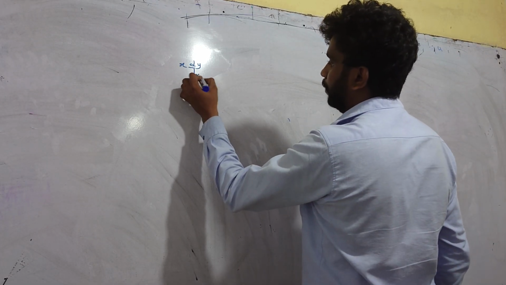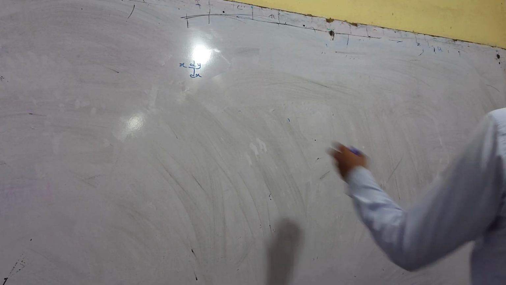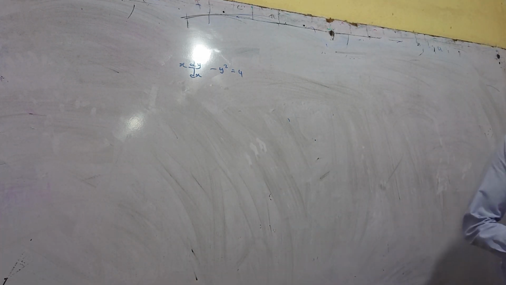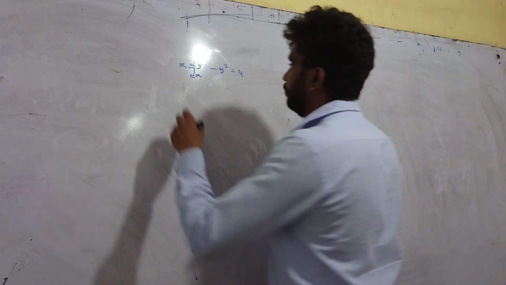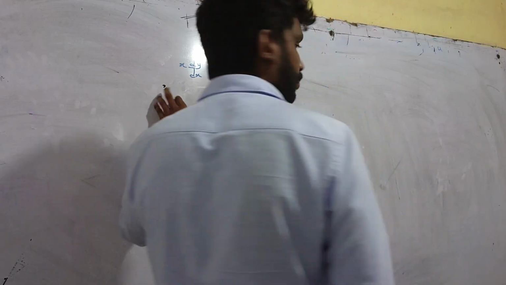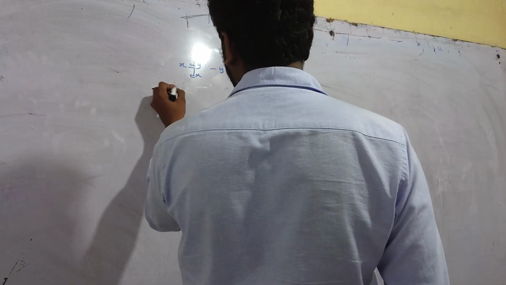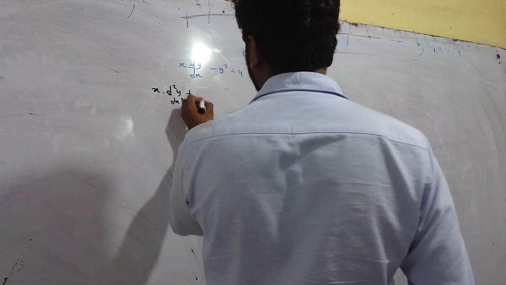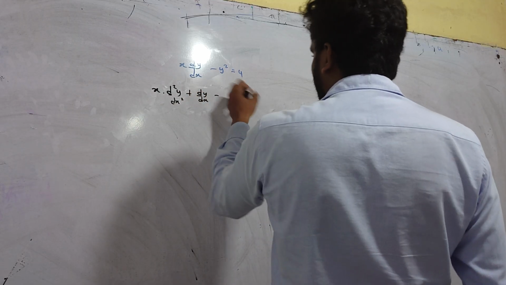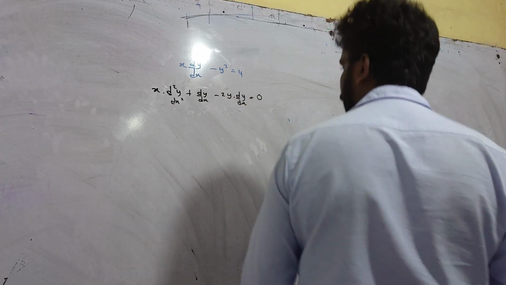x dy by dx minus y squared equals 4. Okay, now you can hurry up. You can differentiate both sides with respect to x. This is a multiplication. x into this one is differentiated: d squared y by dx squared is kept, plus dy by dx kept outside, and x is differentiated, which is going to be 1. Minus, we have to apply the chain rule, 2y dy by dx equals 0, right?